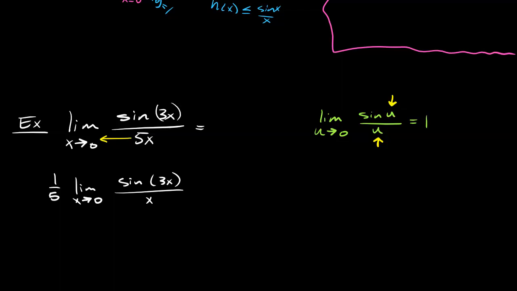Okay, I want the bottom to be the same as the top, because then that matches my formula. So I'm going to use more properties. I'm going to multiply the bottom and top by 3. Because that's just like fraction properties. Like you can multiply top and bottom by the same. But the 3 on the top, I'm going to bring out front. And this becomes 3/5 times the limit as x approaches 0 of sine of 3x over 3x.